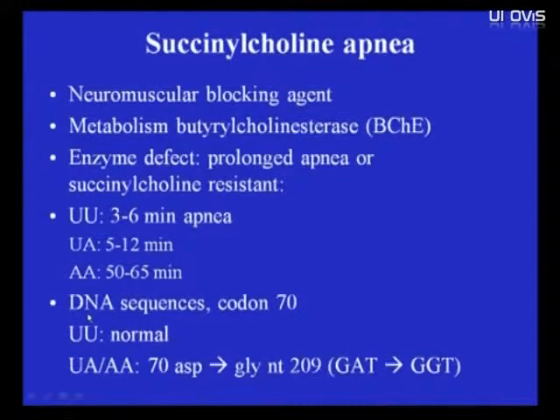It has been studied, the butyrylcholine esterase or succinylcholine apnea at the molecular level. So what we can see here, there is a mutation at codon 70. In UU, we have DNA sequences as normal, whereas in heterozygote or homozygote, the aspartic acid at number 70 is converted to glycine at nucleotide 209, in which we see the codon GAT is converted to GGT.